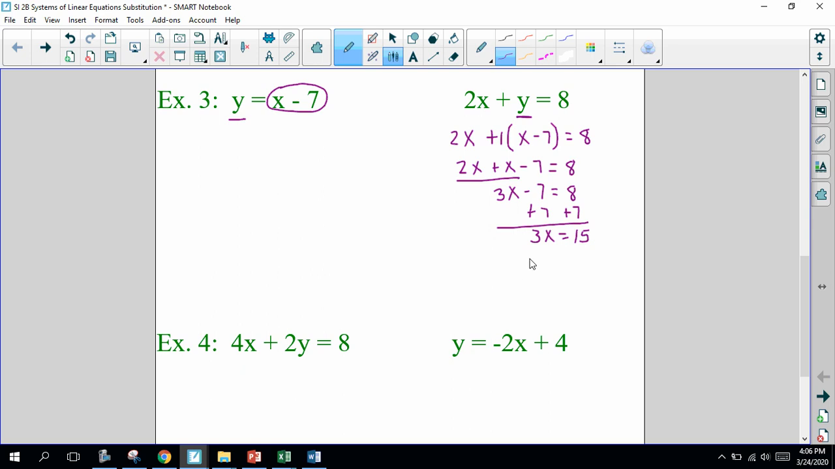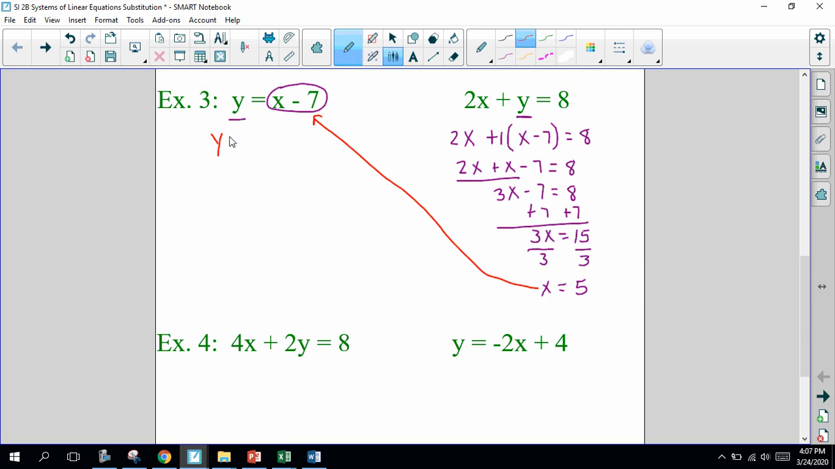Well, to solve this, final step here to get an x by itself, we're going to divide by 3 on each side. So divide by 3, and your x value ends up equaling 5. Well, with that x value of 5, we're going to take that, substitute it into one of the other equations. I'm just going to use the first one here because it's convenient.